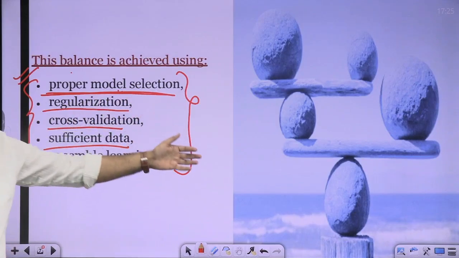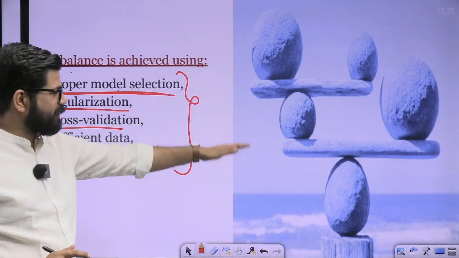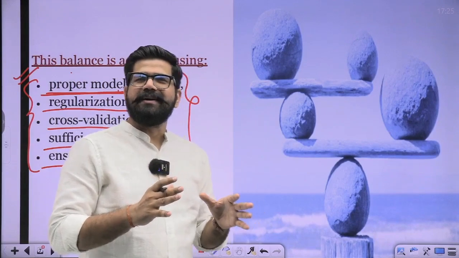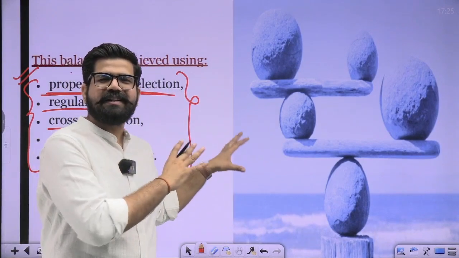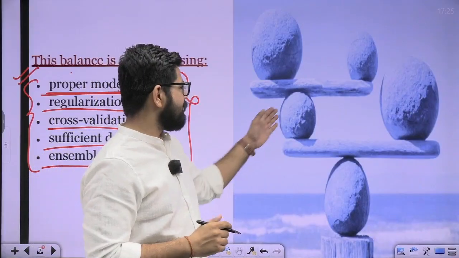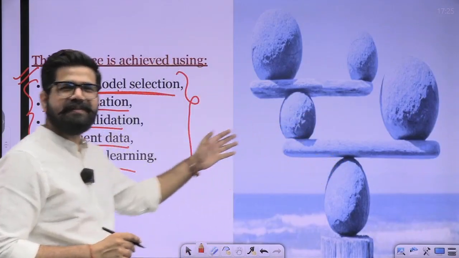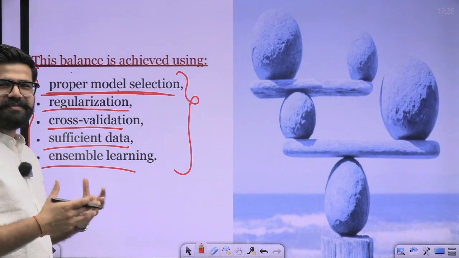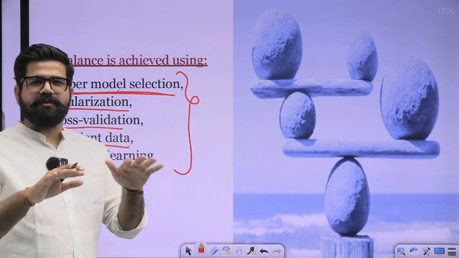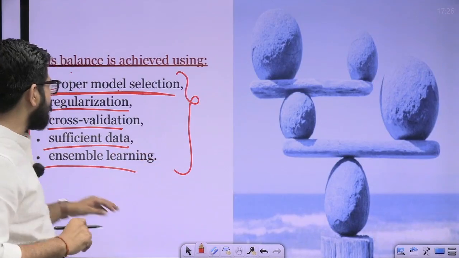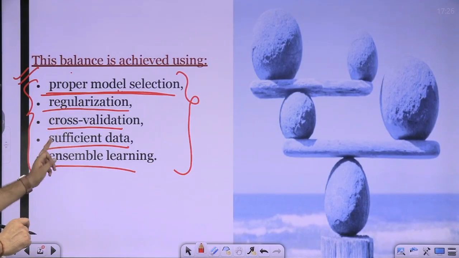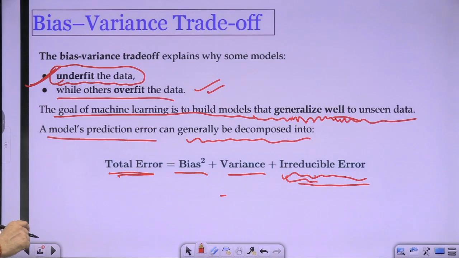Regularization. Why have we added this particular picture? Because it makes a balance. Again and again, whenever a trade-off comes to your mind, you must remember these pictures and slides, in the interview as well as in your examination, that this makes a balance. That's why we have added this. So whenever the bias-variance trade-off comes into the picture, keep in mind the term balance of the bias and the variance. So proper model selection, regularization, cross validation, sufficient data, and ensemble learning.